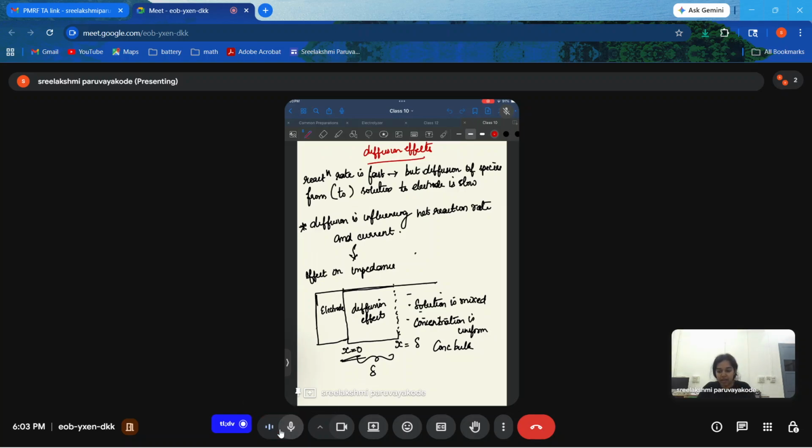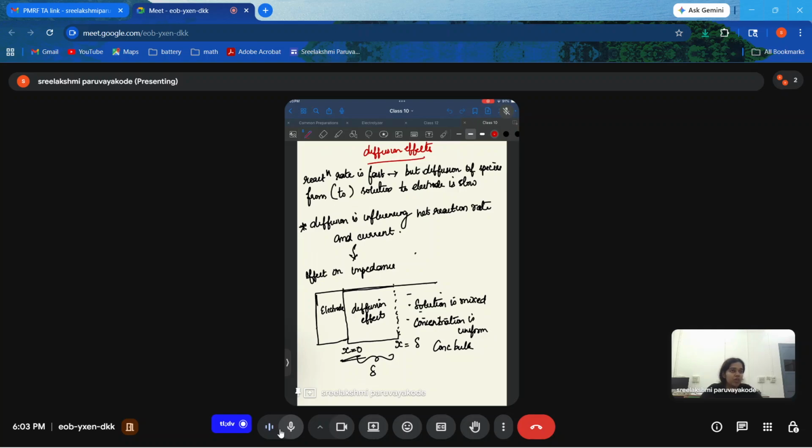Yes. We were looking into diffusion effects. I hope my slides are visible. We were looking into diffusion effects for the past 2 weeks. Before that, we were looking into impedance. We were considering a case where the reaction is controlled by kinetics, and the species are easily available to the surface of the electrode so that the reaction happens.